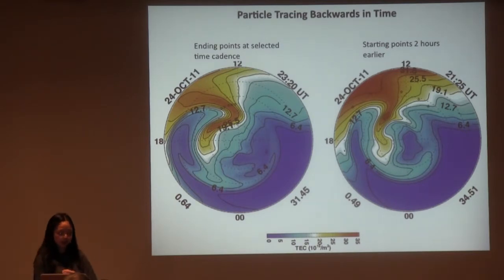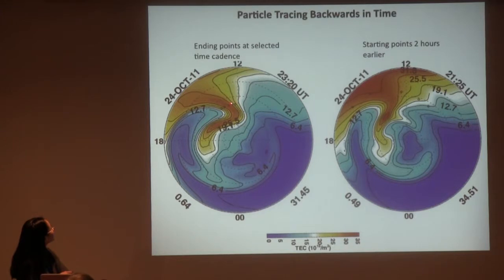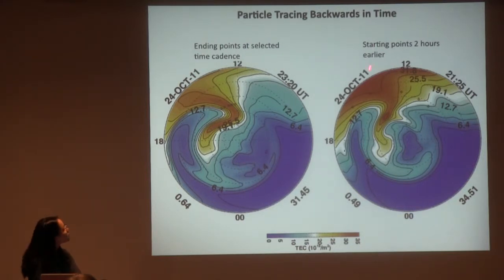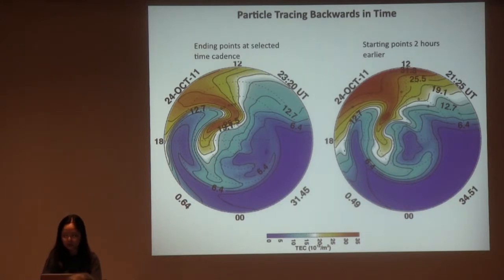What I can also do is, when the peak TEC is observed at FIDER, select several points near the FIDER observation site and ask the question, where do they come from? Then I can trace the particles backwards in time. This is what those particles are. Two hours earlier, they can come from very different latitudes and very different local times. I have to mention that this is now in geographic coordinates, and everything in GITM is in geographic coordinates.